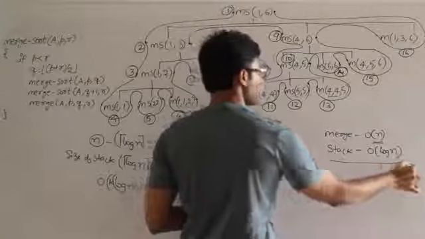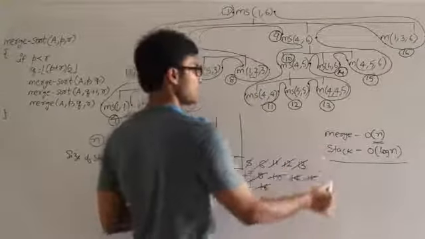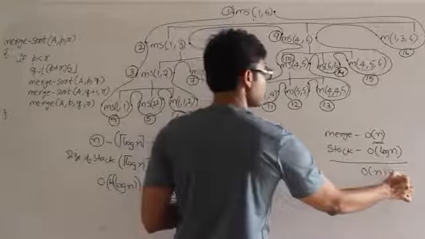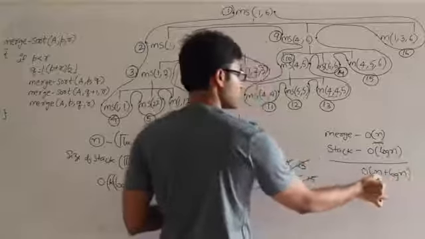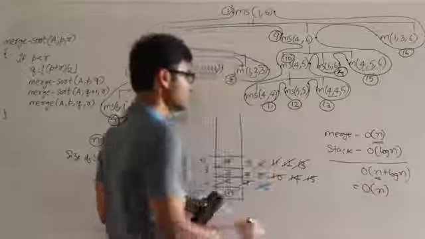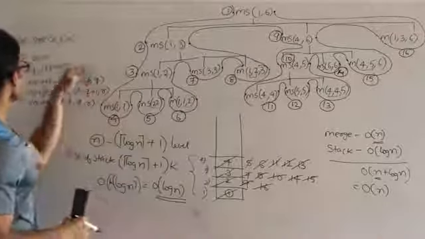Therefore the total space complexity for this merge sort algorithm is order of n plus log n, and the dominating term is n, therefore it is going to be order of n, right? So this is the space complexity that is required by this merge sort.